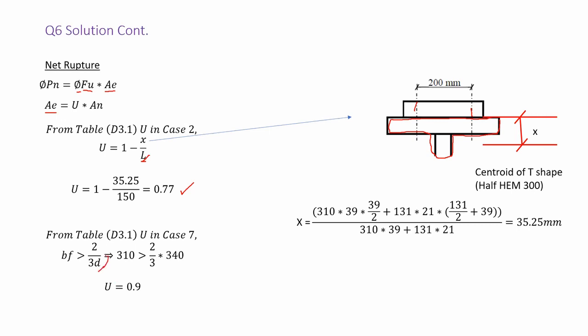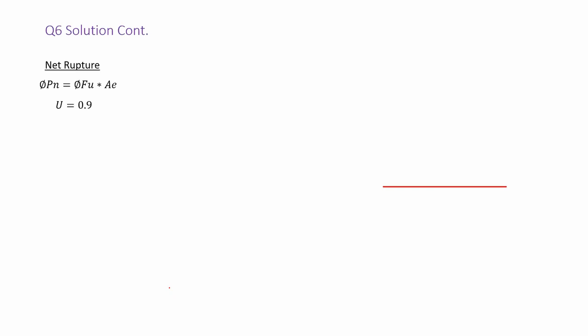This one's supposed to be up. D is supposed to be here. In any case, U will be equal to 0.9. So after we found U 0.77 and 0.9, which one are we supposed to take? We take the biggest one. Now we continue. We have the U.